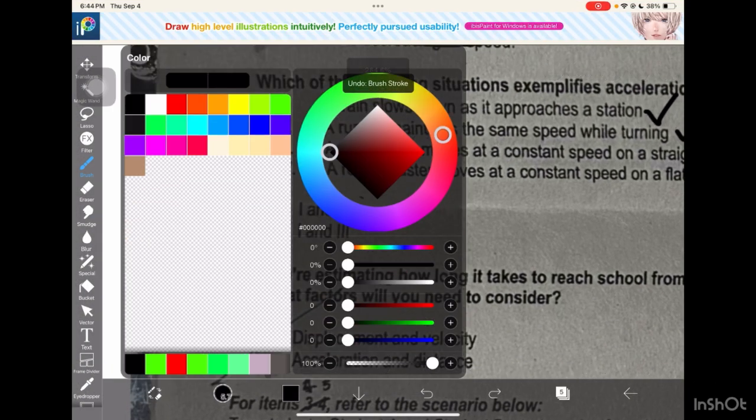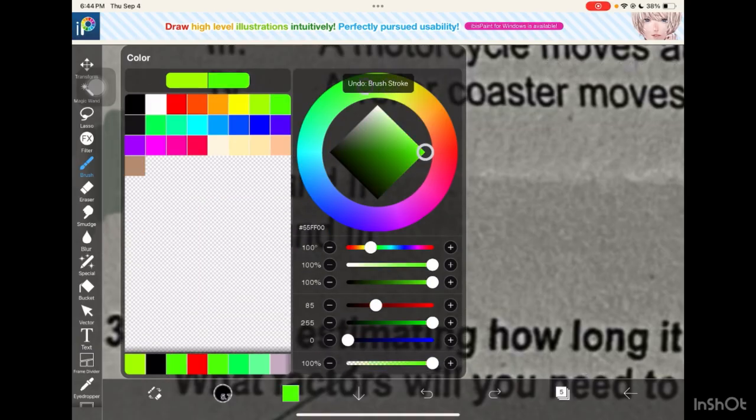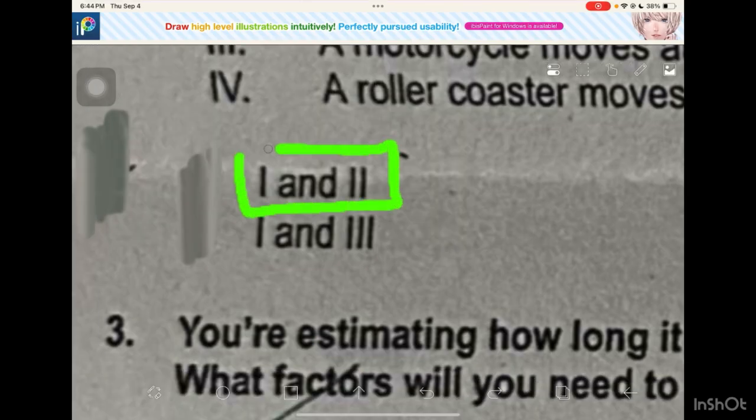So therefore, the correct answer would be numbers 1 and 2. So numbers 1 and 2 is this option over here. Oops, let's make it green. Alright.